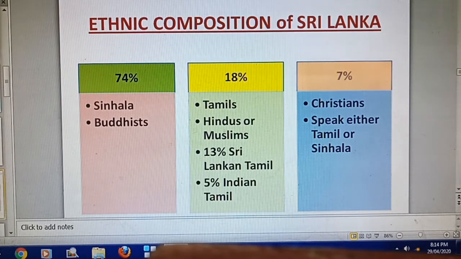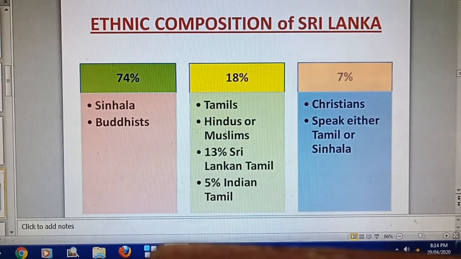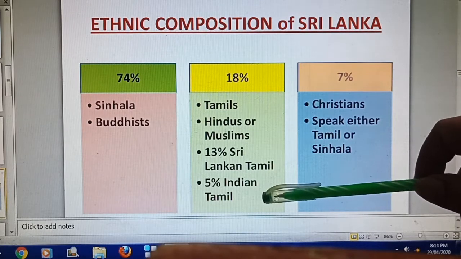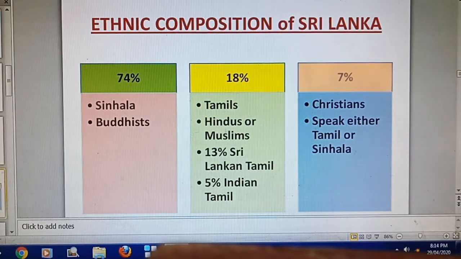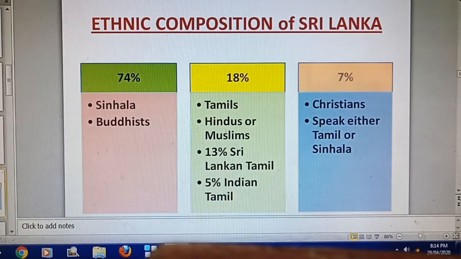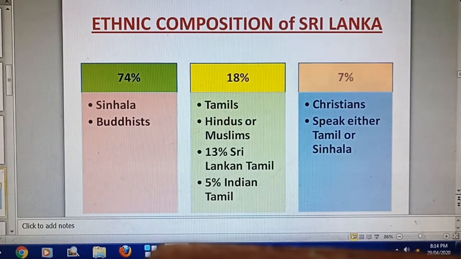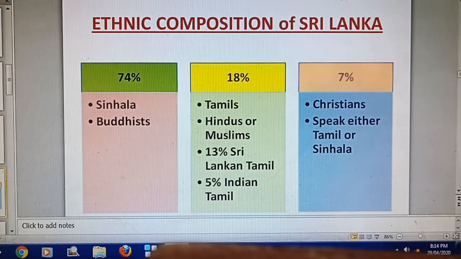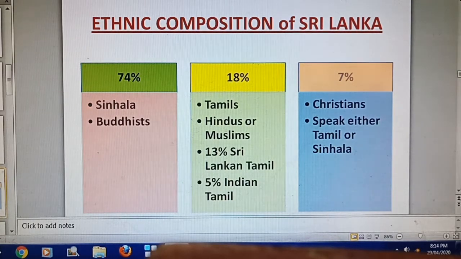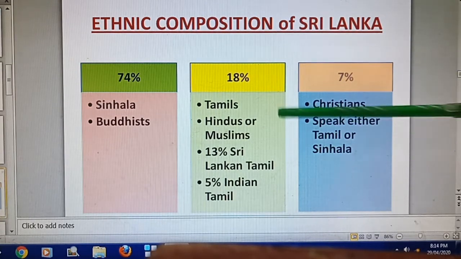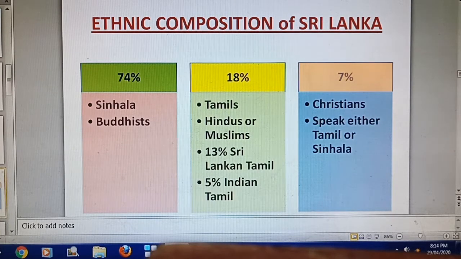Sri Lankan Tamils are those Tamils who are the original inhabitants of Sri Lanka, whereas the Indian Tamils are those Tamils whose forefathers came to Sri Lanka for the purpose of work and settled there. They are called Indian Tamils. These Tamils are either Hindus or Muslims.